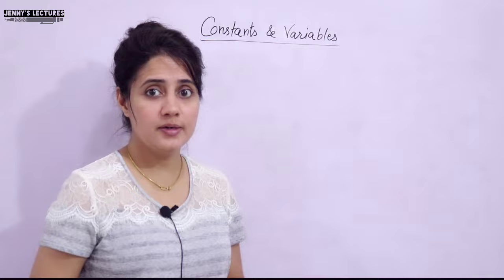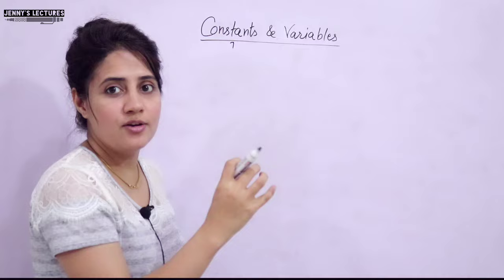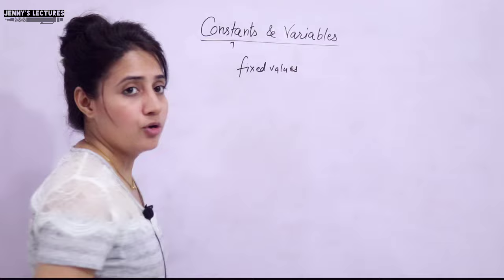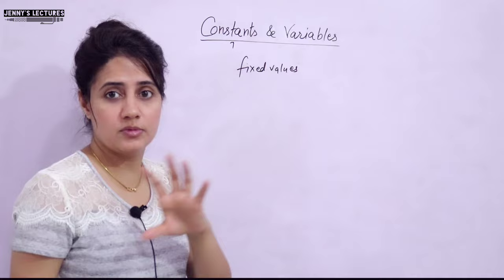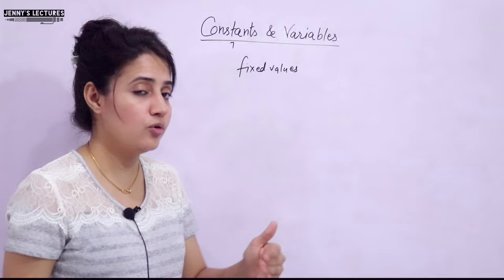So, first, as the name suggests, what is a constant? These are fixed values, or you can say the values that cannot be changed during the execution of a program. Once you have defined a constant, you cannot change the value of that constant during the execution of the program. You cannot modify it. These are fixed values.